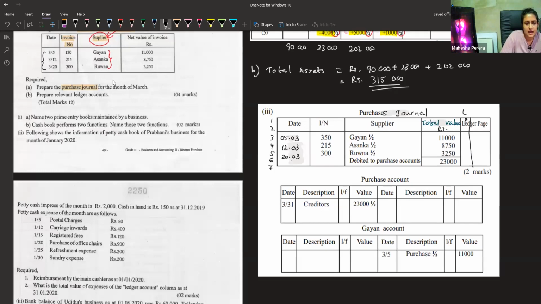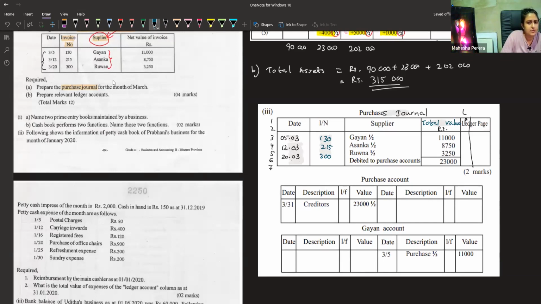Right? Then look, the invoice numbers are also incorrect. There are a lot of typing errors in it. Let's correct that, no worries. The relevant invoice numbers: 130 Gayan and 11,000, right? Then 215 Asanka 8,750. Then 300 Ruan 3,250.